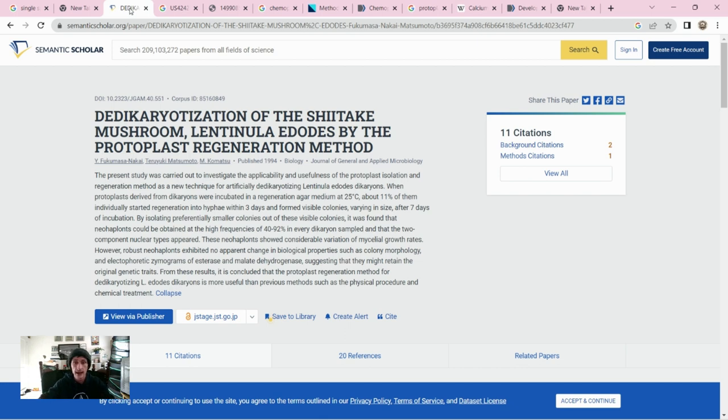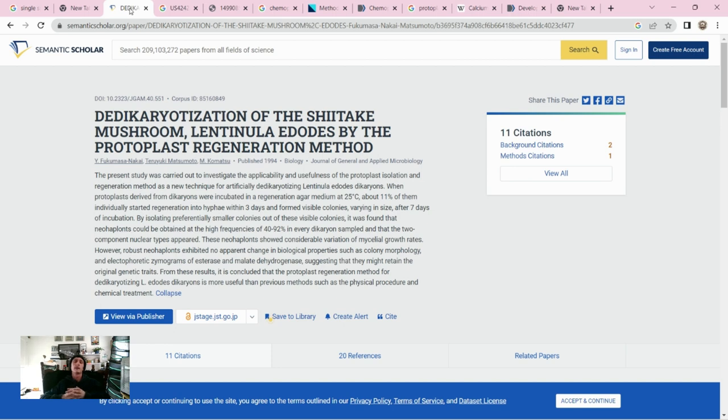So if you had a strain that had the best traits you could ever imagine, and another clone that has the other best trait you really want, you could dedikaryotize these and potentially match them together and hope that those traits come back together. It does get kind of complex.